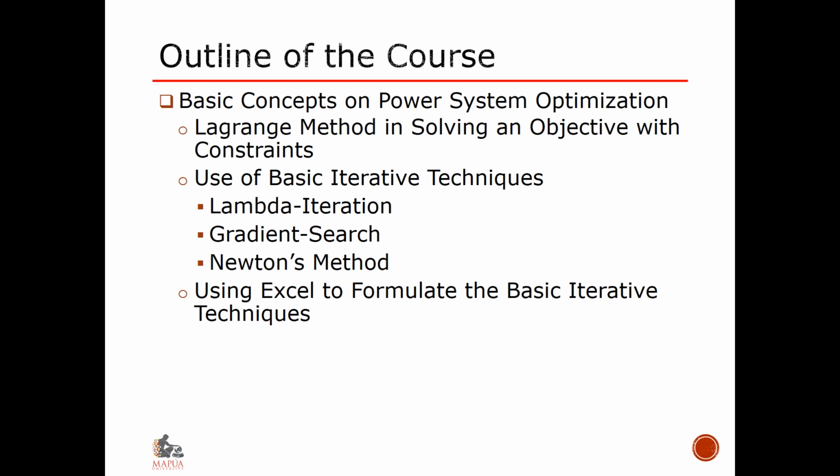Now, what are the basic concepts on the power system optimization after discussing that history? We'll have to start with how Lagrange is used in solving objective with constraints. And with that Lagrange model, how do we use different mathematical iterative processes such as lambda iteration, gradient search, Newton's method, in order to solve a certain optimization problem in the power system. And after that, we'll be using Excel to formulate our basic iterative techniques.